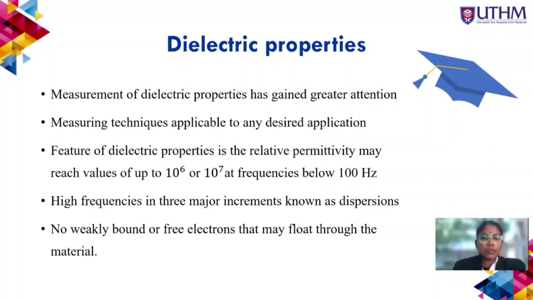At frequencies below 100 Hz, it drops at high frequencies in 3 major increments known as dispersions. In an electric field, essentially no current flows through dielectrics because there are no weakly bonded or free electrons that may flow through the material.